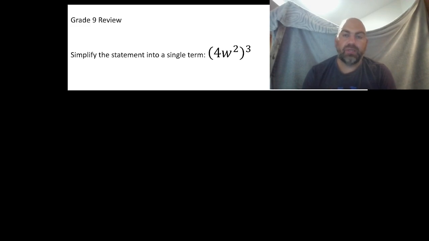4 to the power of 3 is going to be 64. w squared to the power of 3 is going to be w to the power of 6 because you have to multiply them. So 2 times 3 is 6. Now, again, if you would want to write this as 4 cubed, you gladly could. Okay, but 64 does work as well, and you can gladly use a calculator in order to solve that.